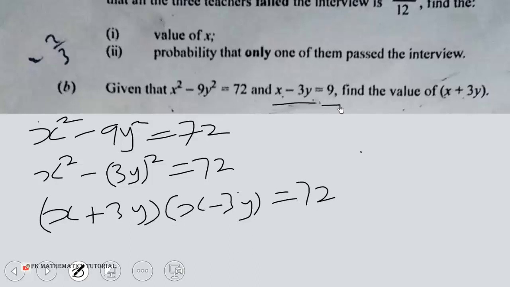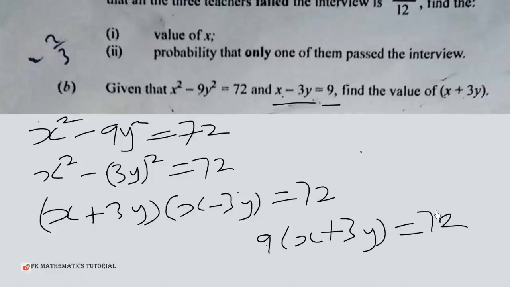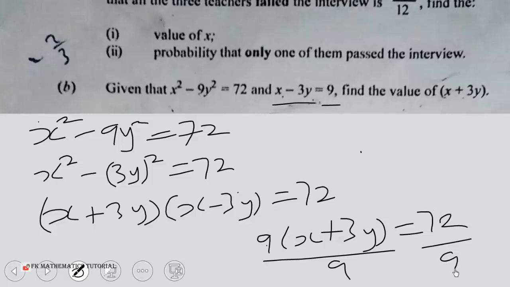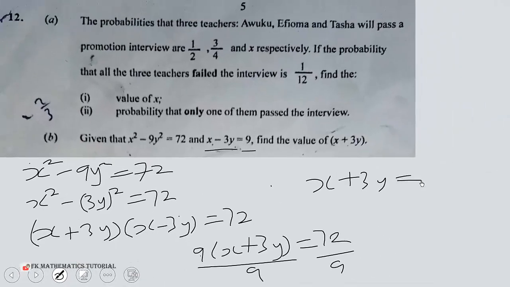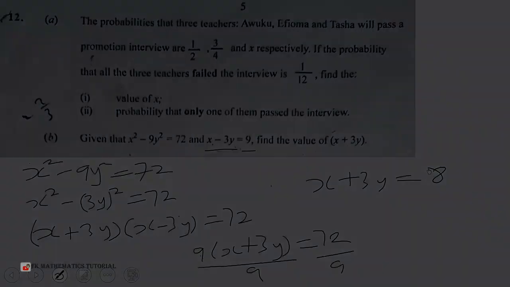But we're given that x minus 3y is 9. So 9 times x plus 3y is equal to 72. So x plus 3y, divided through by 9, will give us x plus 3y equal to 72 divided by 9, and that will give us 8. So x plus 3y is equal to 8.